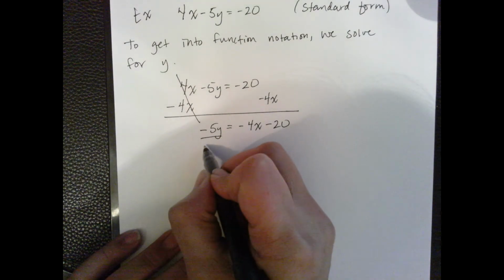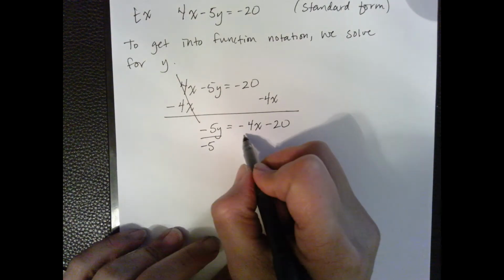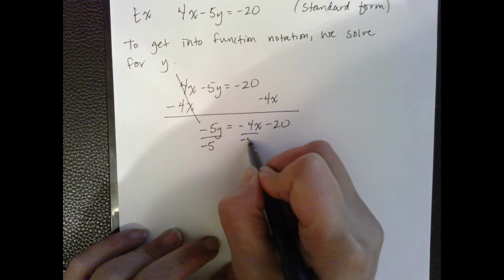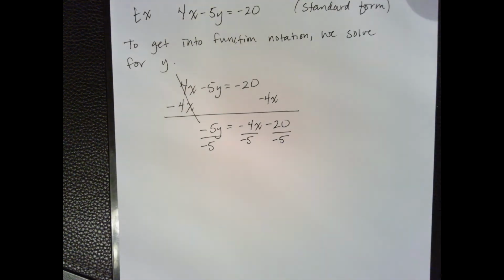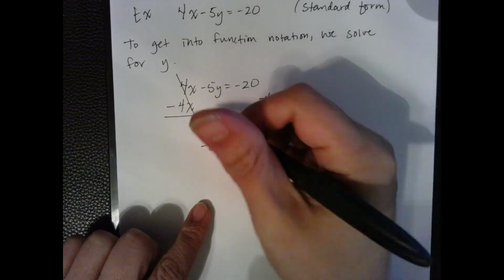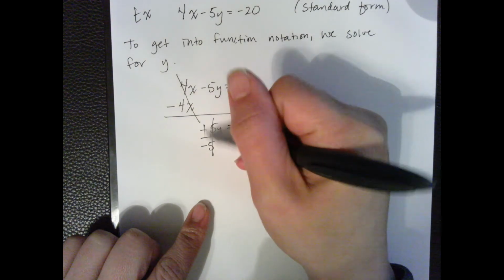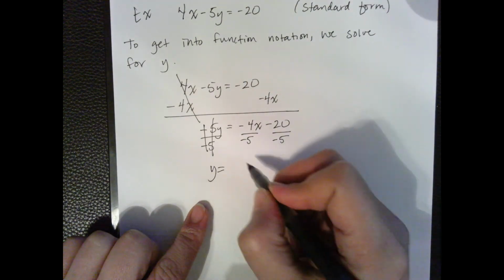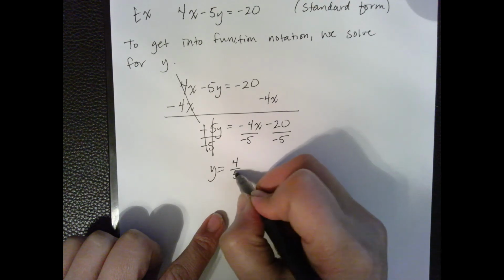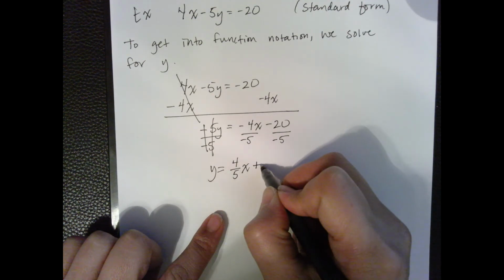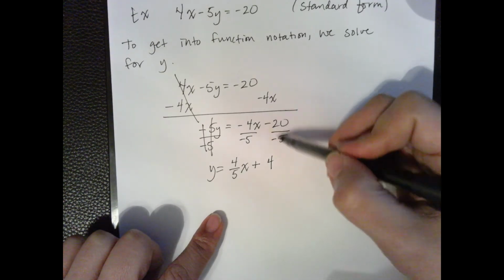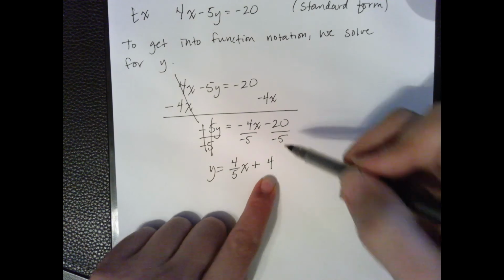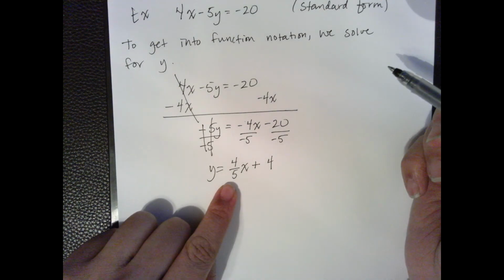So I'm going to divide by negative 5. I'm going to divide this term by negative 5. And I'm going to divide this term by negative 5. So here, this gives me 1, and I'm looking at y equals positive 4/5 x plus 20 divided by 5 is 4. They were both negative, so it turned positive here. These are both negative, so it turned positive here.